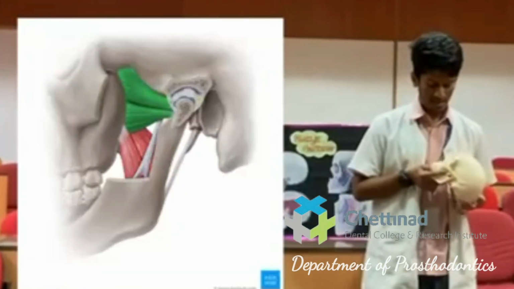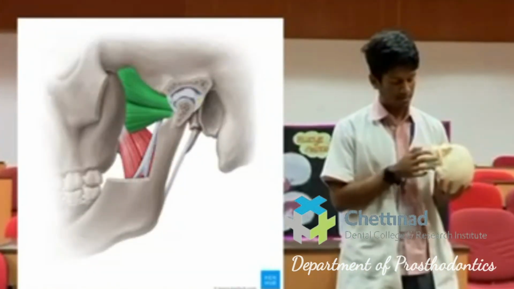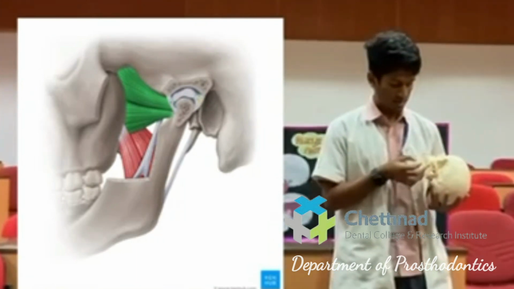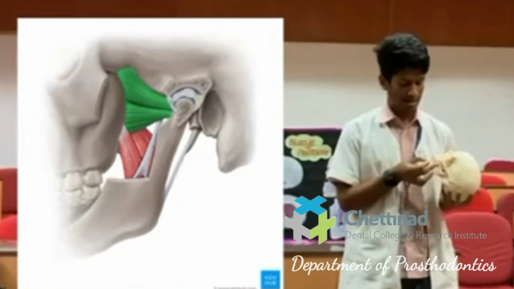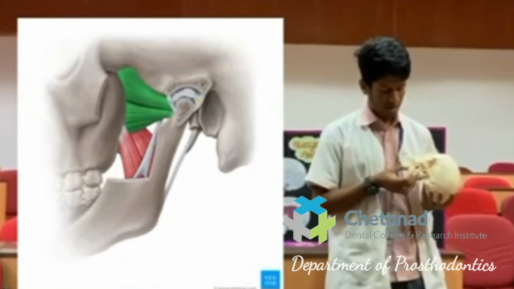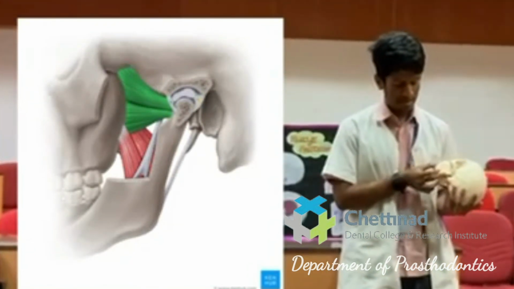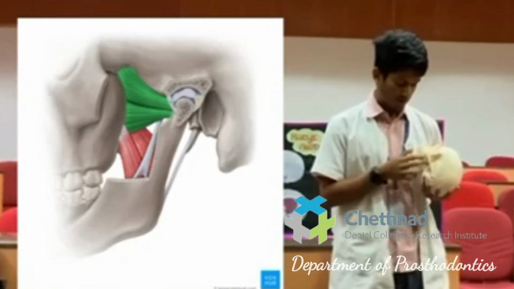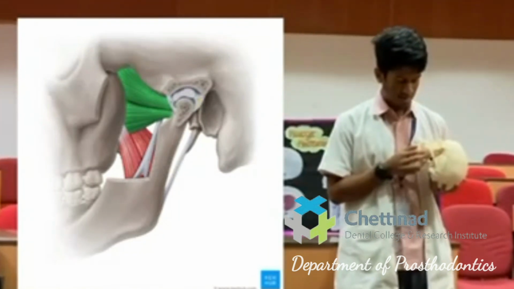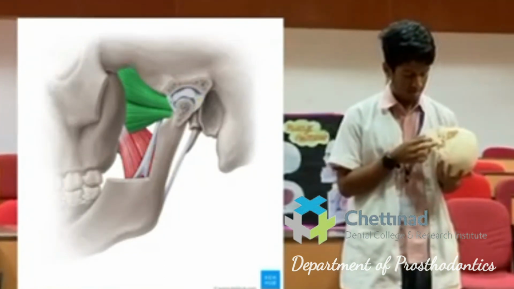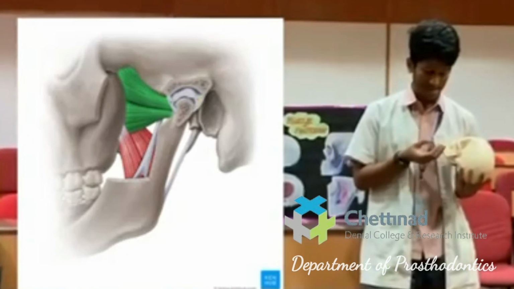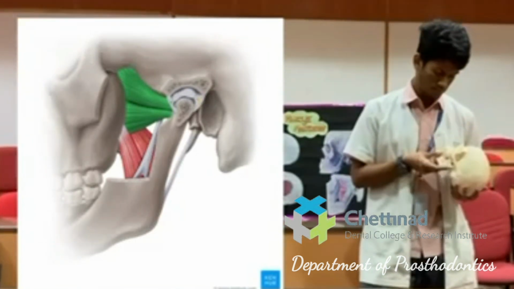So this is the lateral pterygoid. The lateral pterygoid has two heads, the upper head being smaller compared to the lower head. The upper head originates from the infratemporal surface and crest of the greater wing of the sphenoid, and the lower head originates from the lateral surface of the lateral pterygoid plate. Coming to the insertion, the upper head is inserted on the pterygoid fovea, and the lower head is inserted on the lateral surface slightly above the point of origin.